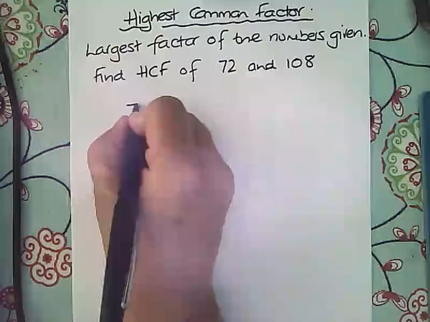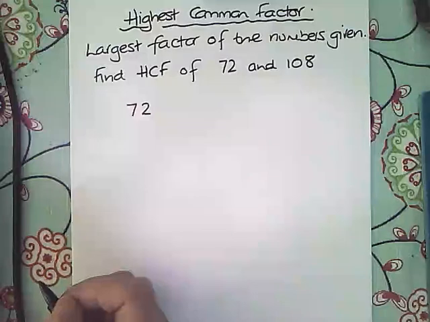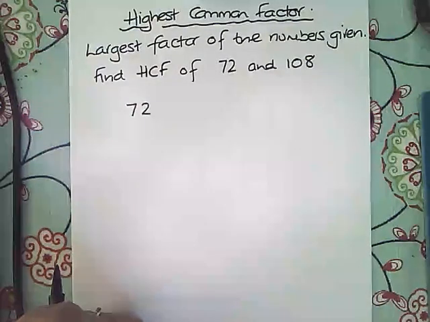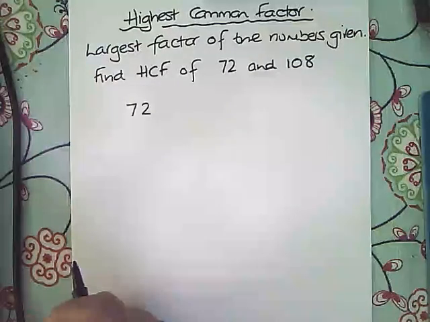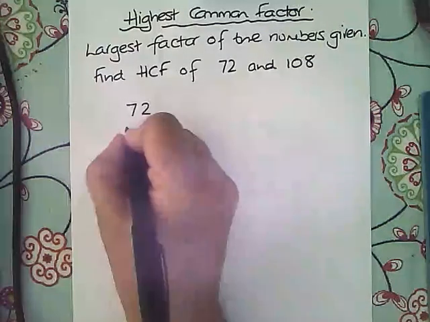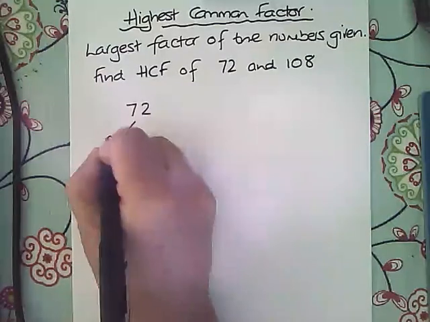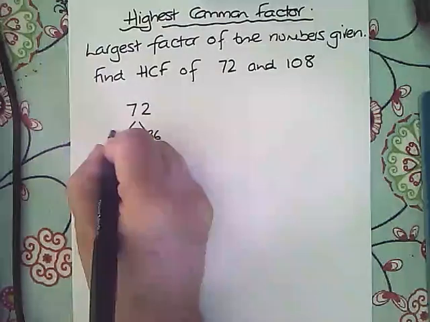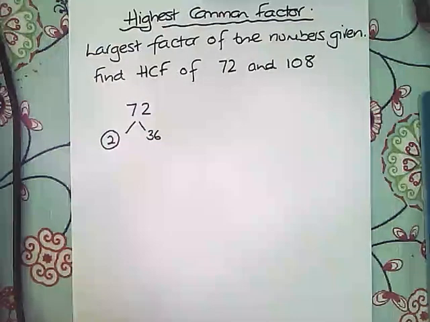If we start off with 72, and remember we always start off finding prime factors by asking ourselves, is it an even number and does 2 go into it? Yes, it does. So 72 is 2 times 36. 2 is a prime number. It only has 2 factors, 1 and the number itself. So we circle that, and that is where that part of the tree stops.